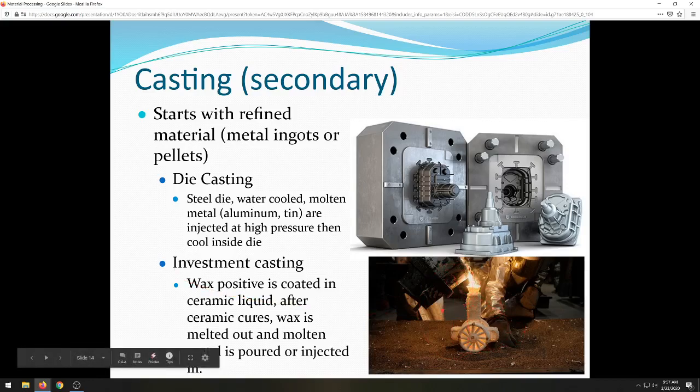You can cast all sorts of metals this way: steel, bronze, titanium, all sorts of things. This may even be a titanium part. Starting with lead, really low temperature, all the way up to very high temperature, because the ceramics can be made to withstand that.